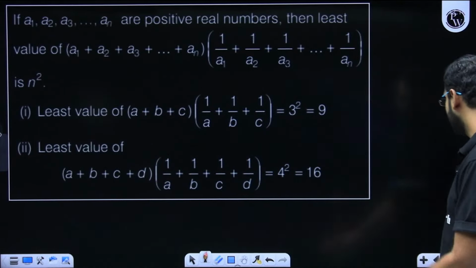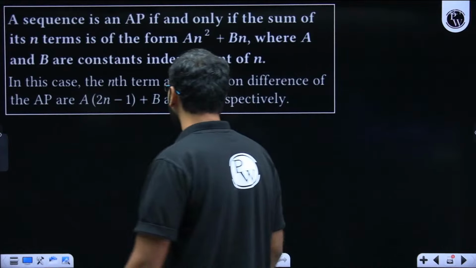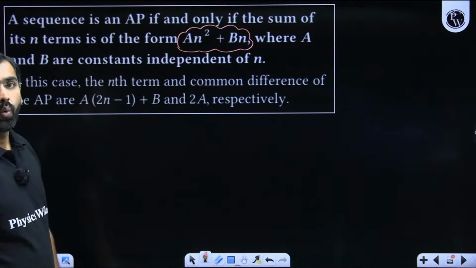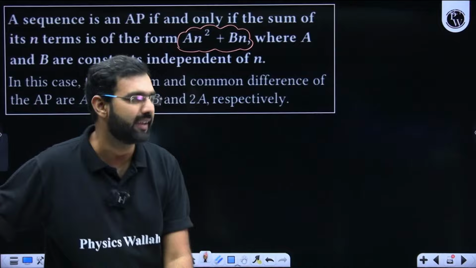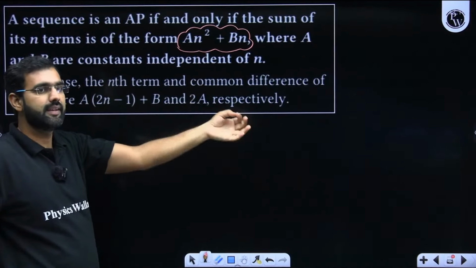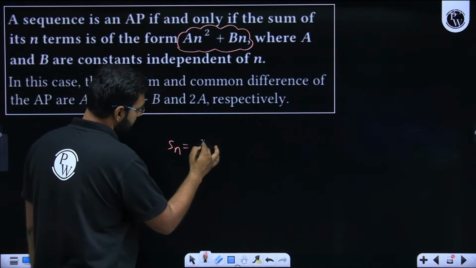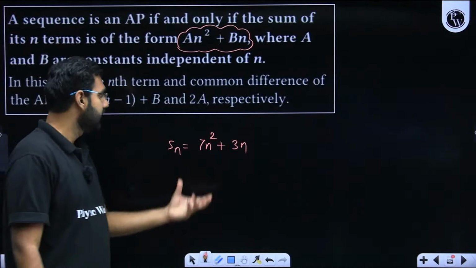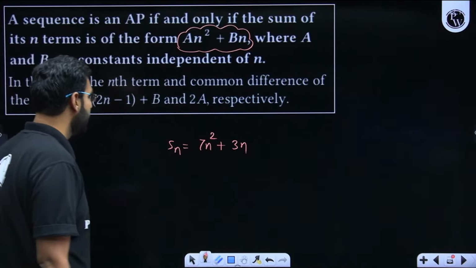This is something you can see and understand by yourself. I'll move ahead and talk something about sequence and series now. Whenever you see a sequence where sum of n terms is given by an square plus bn, then don't hesitate in saying that, sir, this will definitely form an AP. If I say that sum of n terms of a sequence is given by 7n square plus, let's say, 3n, then you can unhesitatingly say that this sequence is going to be an AP. I hope you'll remember that.